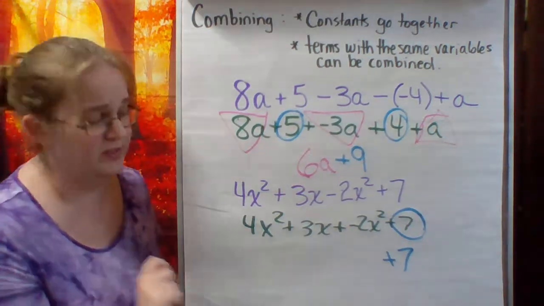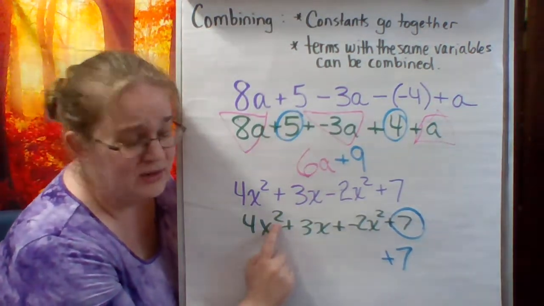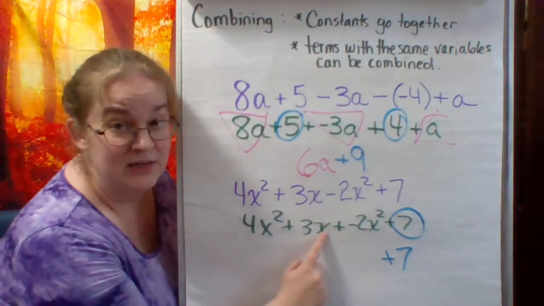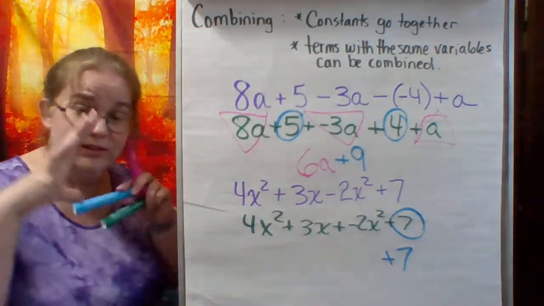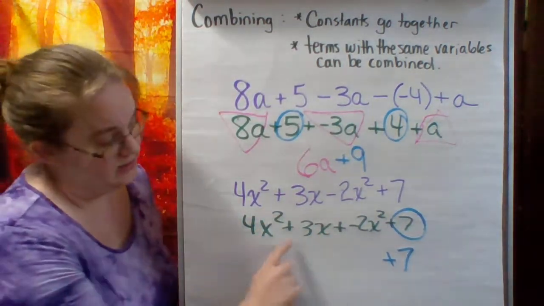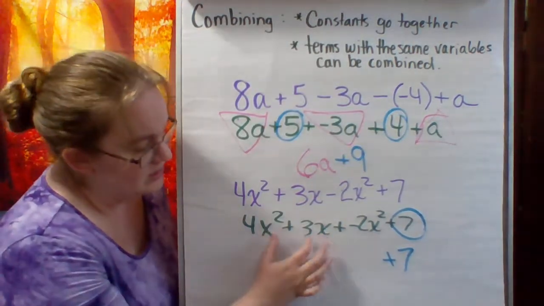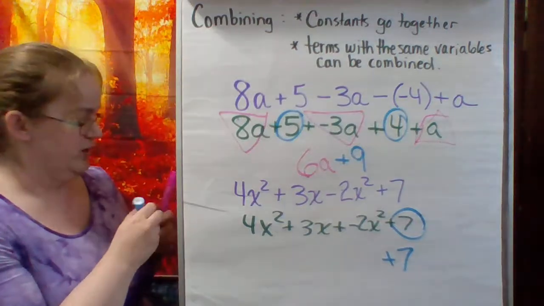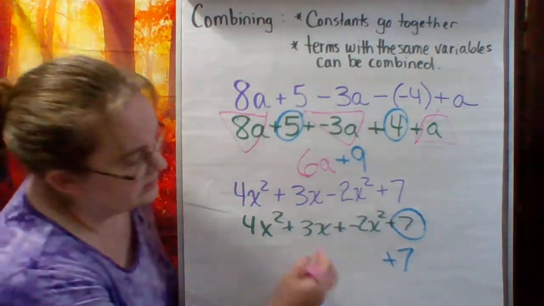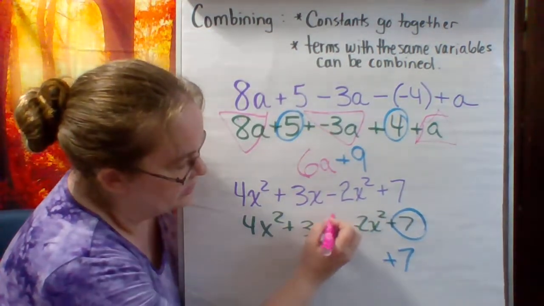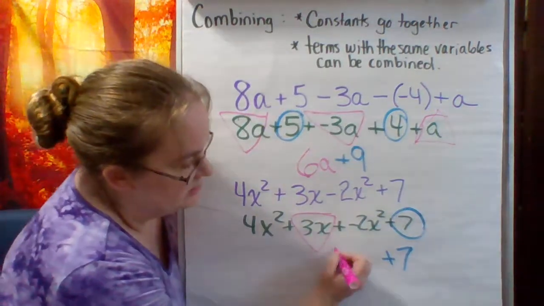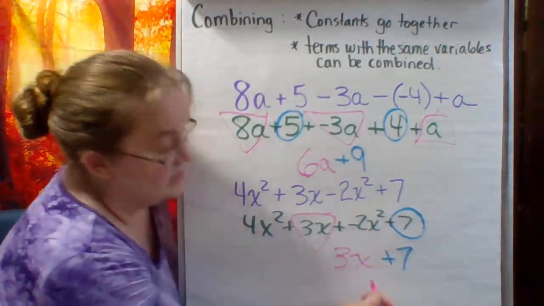Now here's an important thing. X squared is not the same as x. Because x squared, literally think of a square. This is just kind of like a line. So they're two different things. So you can't combine squared and not squared. So when I look at that, this one's squared, this one's squared, this one's not. So I just have my 3x.